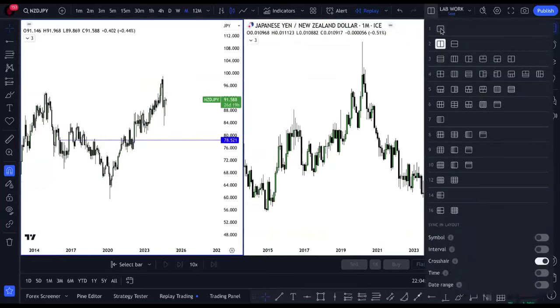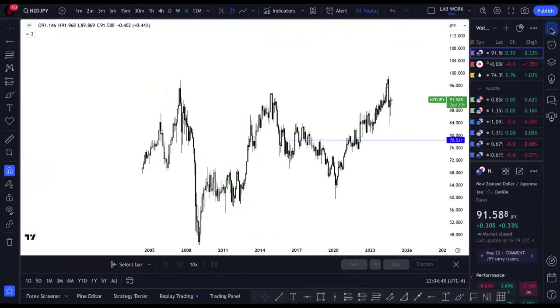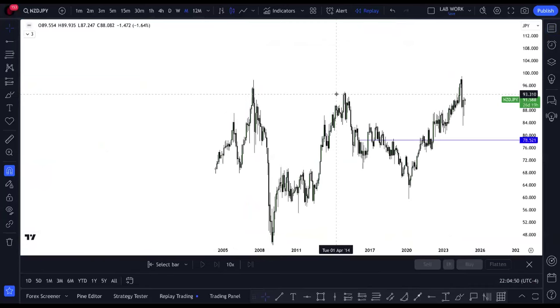So that's one reason why I selected New Zealand dollar for this month. One reason why.